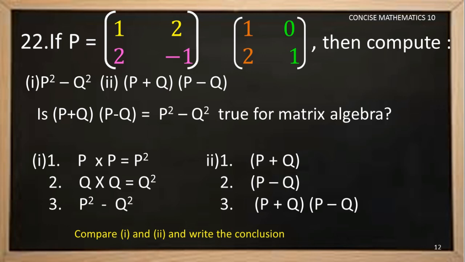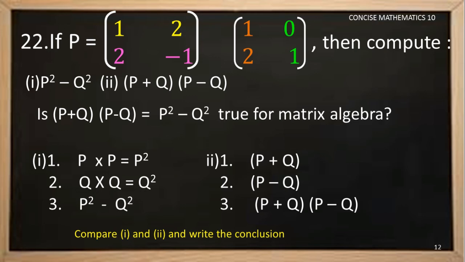So in the first step, to find out the sub question 1, calculate P into P. Multiply matrix P with matrix P, both are of the order 2 by 2. In a similar manner, in the second step, multiply matrix Q with matrix Q, both are of the same order 2 by 2. And in the third step, find out P square minus Q square. The difference of P square and Q square has to be calculated. Mark it as result number 1.